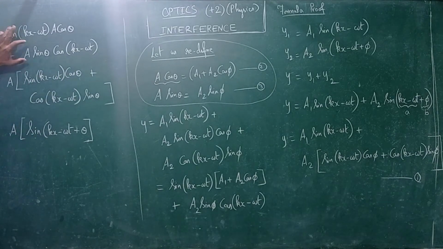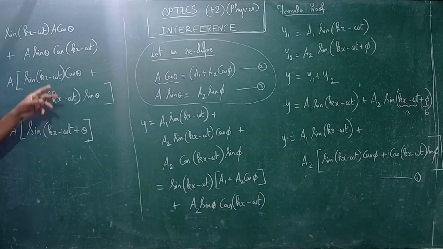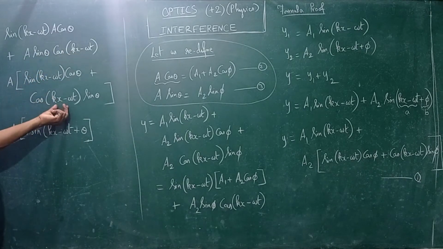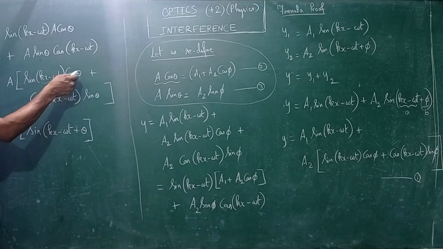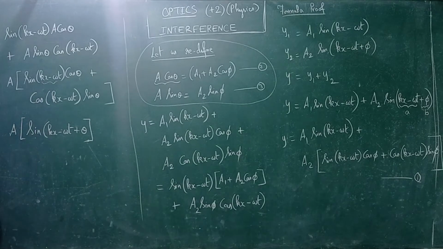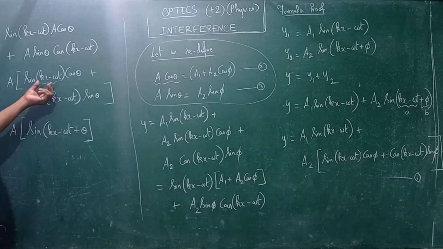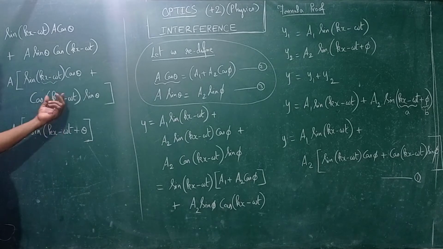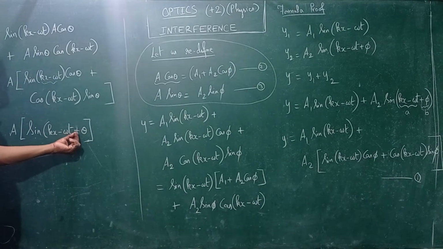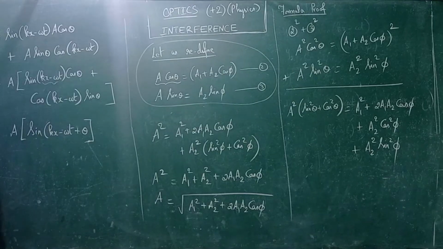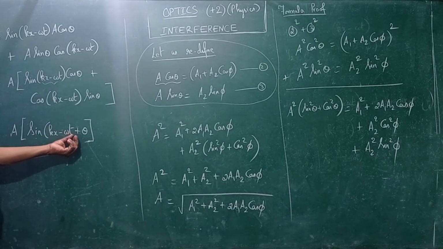So in this term and this term we have a as the common term. You take a as the common term. Inside you have sin kx minus omega t cos theta plus cos kx minus omega t into sin theta. This is of the form sin a cos b plus cos a sin b, so this can be written as sin a plus b. So a into sin, a is kx minus omega t and b is theta. Therefore y is equal to a into sin kx minus omega t plus theta.